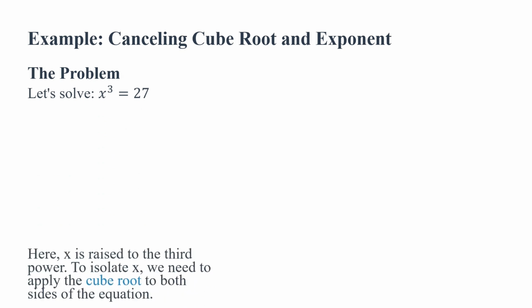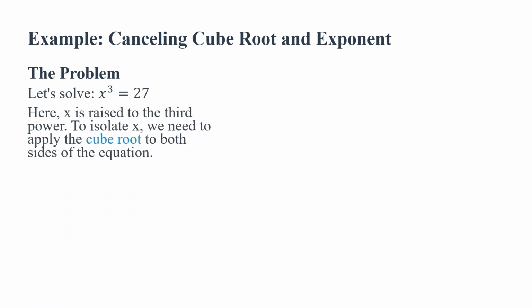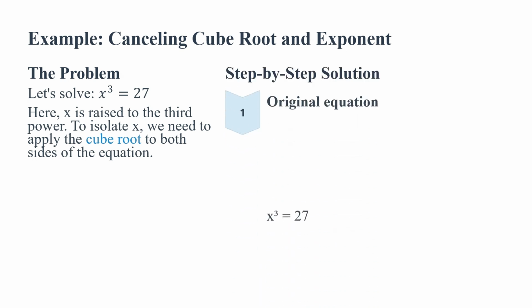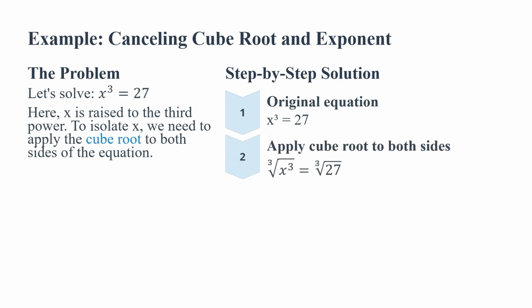We want to solve the equation x cubed equals 27. Here, x is raised to the third power, so to isolate x, we'll need to apply the cube root to both sides. Step 1. Start with the original equation, x cubed equals 27. Step 2. Apply the cube root to both sides. That gives us the cube root of x cubed equals the cube root of 27.